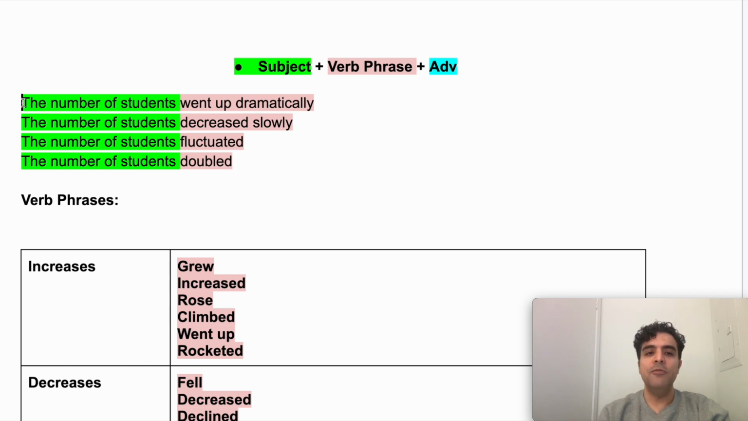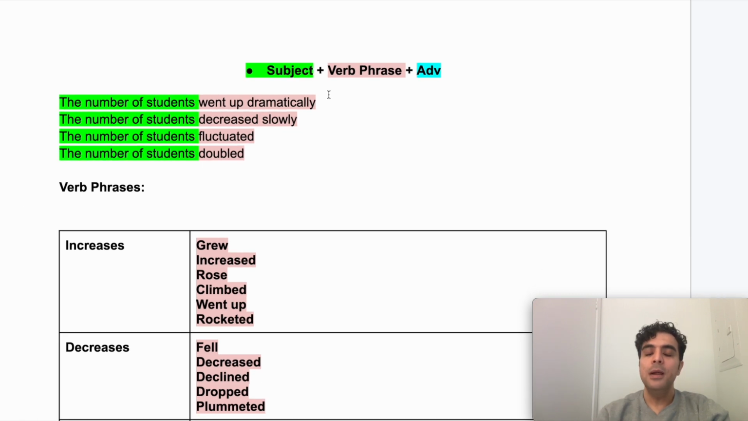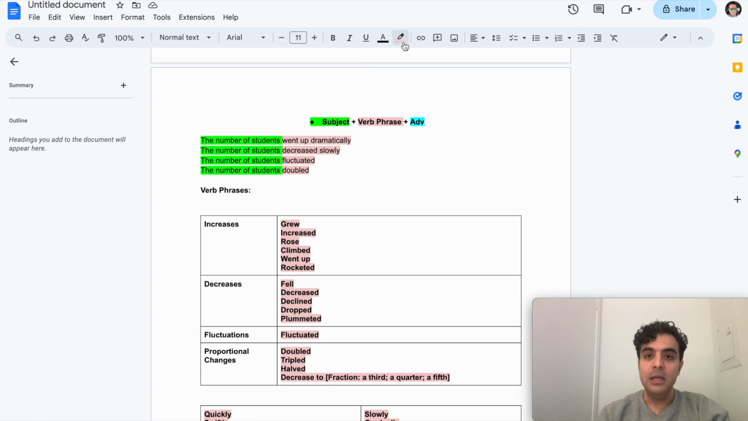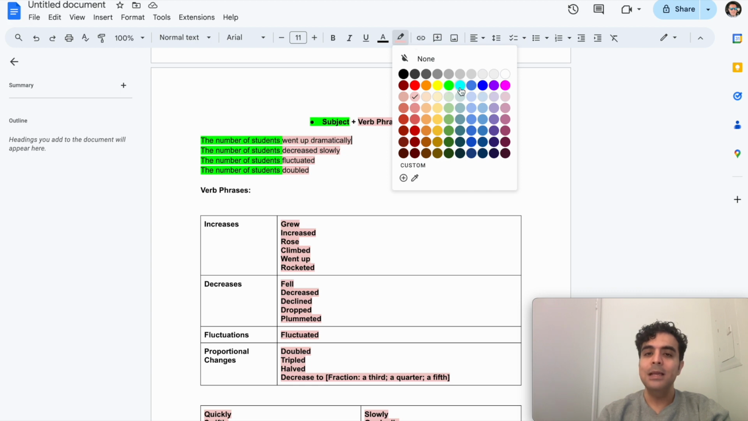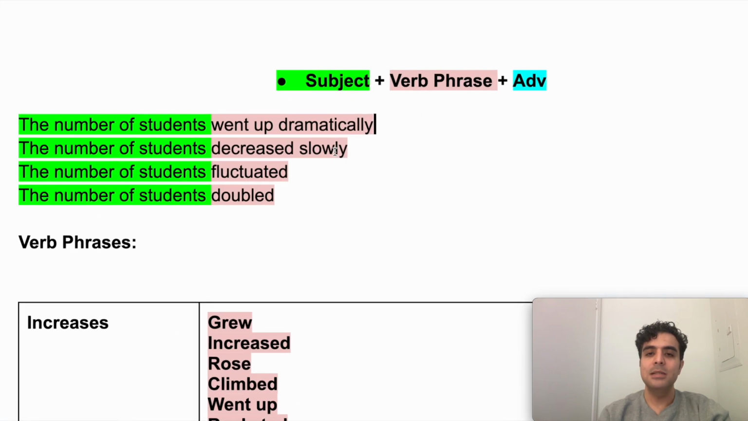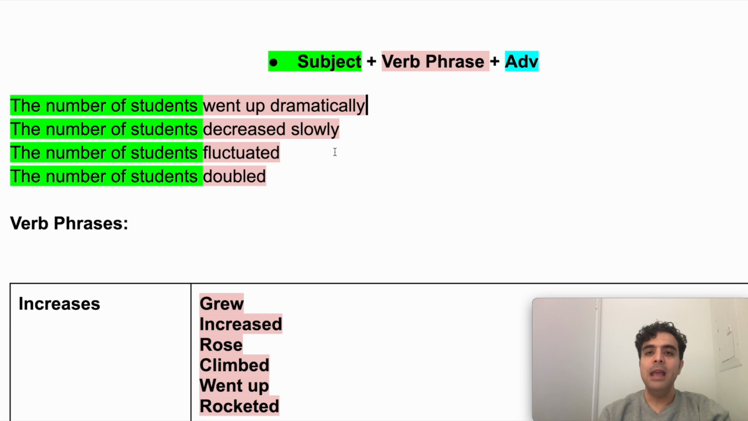Okay, now that we've mentioned the number of students went up dramatically, we also want to add our adverbs, the time period and the amount. Rule number 1, try to mention the amount, the quantity first. The rule is it's easier for your sentences to be understood if the adverb is placed close to the verb. So adverbs describing quantity should be closer to the verb.